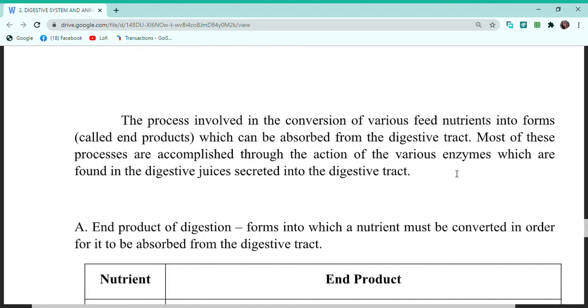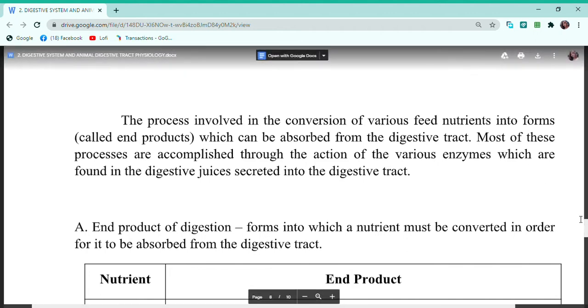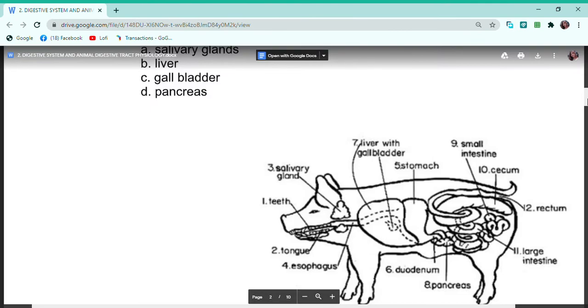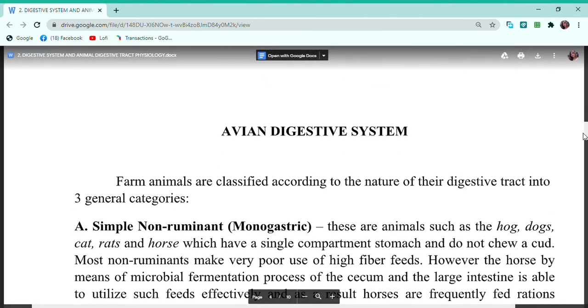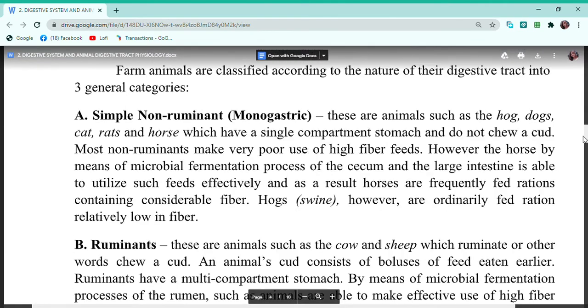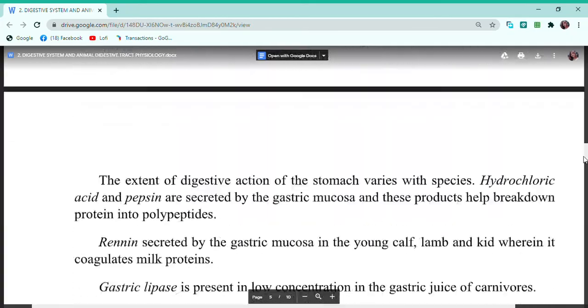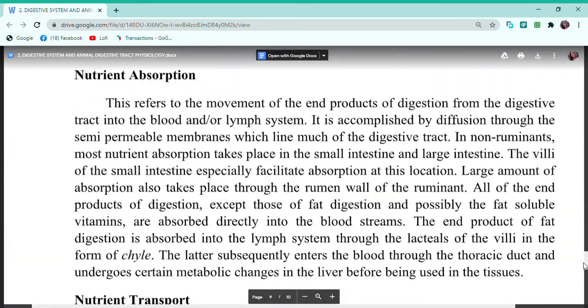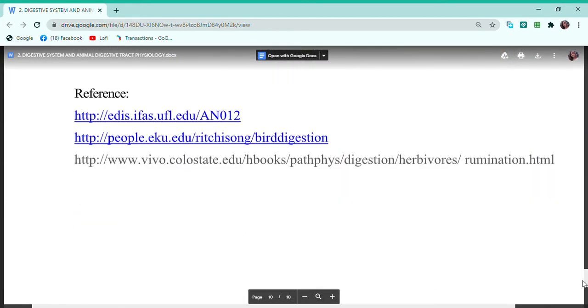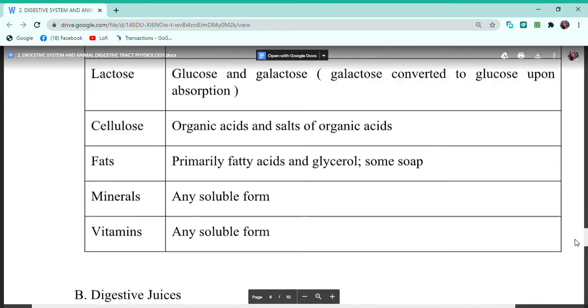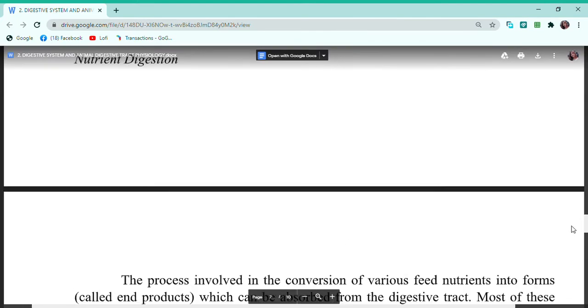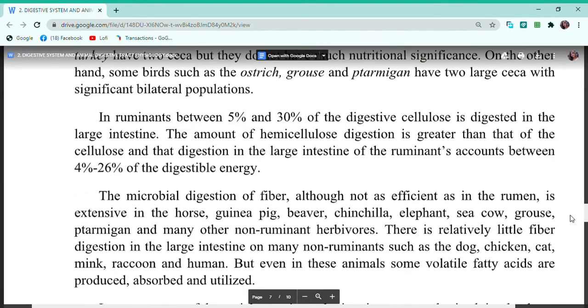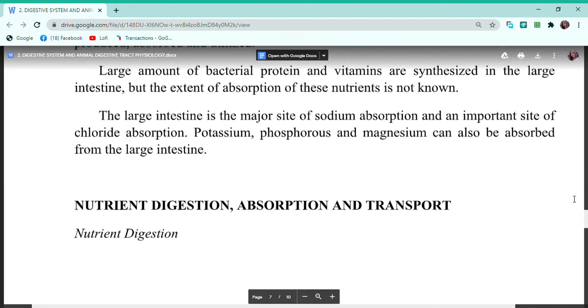So that is the first segment, the mouth. No, the mouth in avian. And then next to the mouth, they have also the esophagus. And next to the esophagus is the crop. So the crop serves as a temporary site for moistening food before it enters the stomach. Okay, so mouth, esophagus, and then the crop.